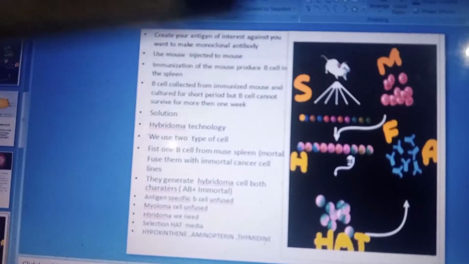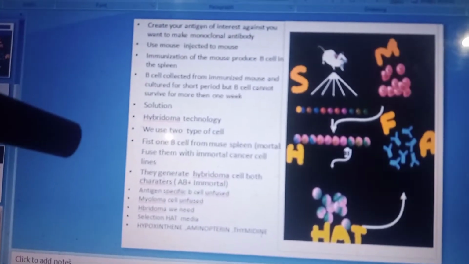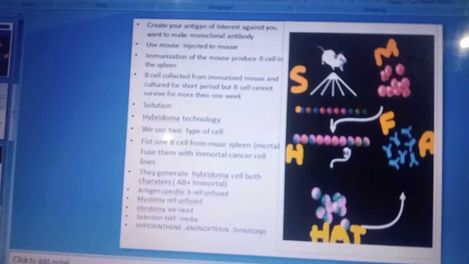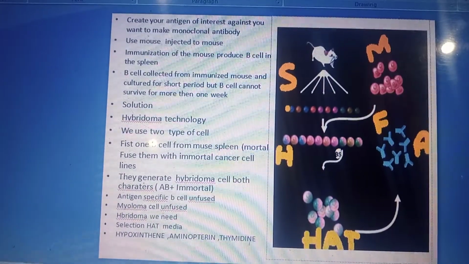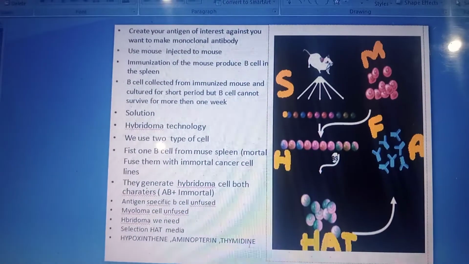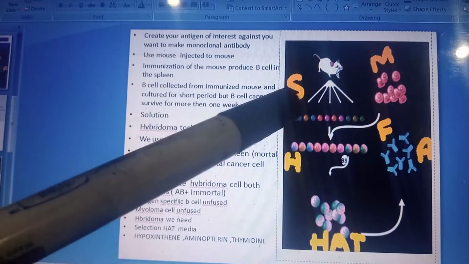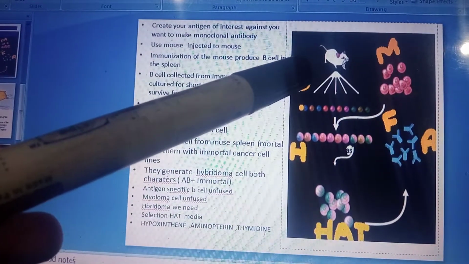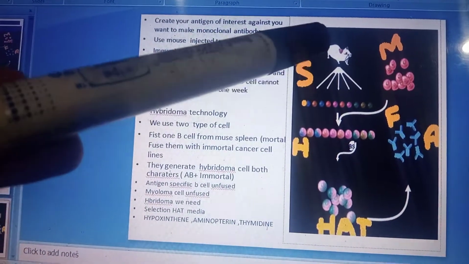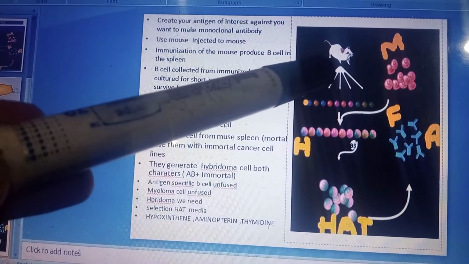You can inject the antigen into the mouse. What will happen? This mouse will be immunized. It means that immunization of the mouse produces B cells in the spleen. The mouse spleen is where B cells are produced.